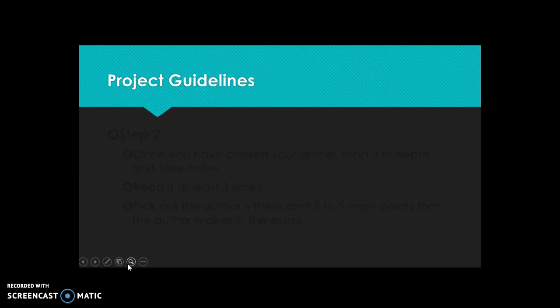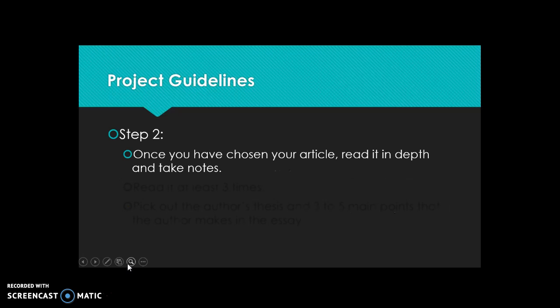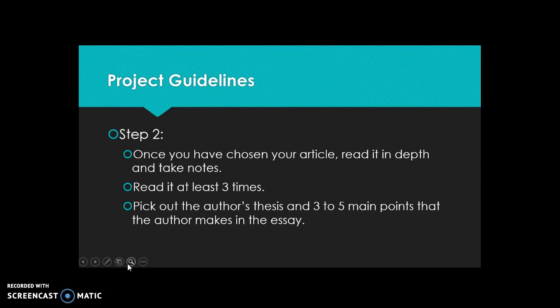Once you choose your article, your next step is to read it in depth and take notes. And I suggest that you read the article at least 3 times. And when you are going through it, your job is to pick out the author's thesis or their main overarching argument. And then you want to identify 3 to 5 main points that the author makes in the essay. There may be more than that, but you're going to want to choose 3 to 5 that you'll be using as discussion points for your body paragraphs.